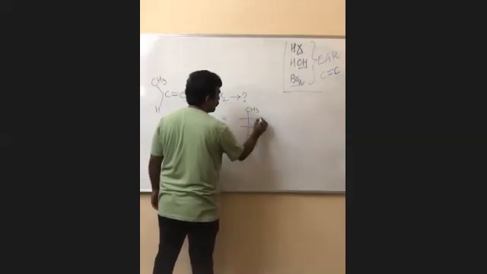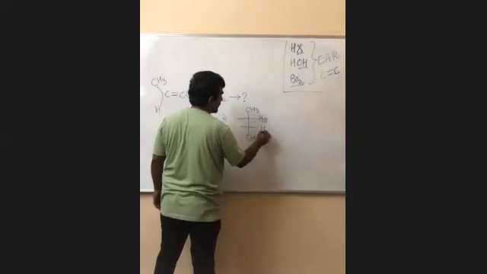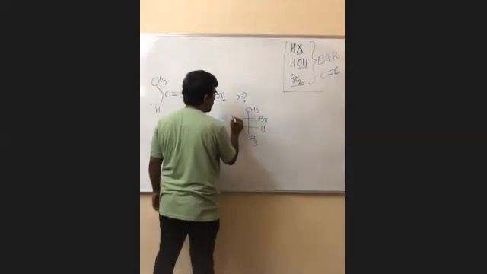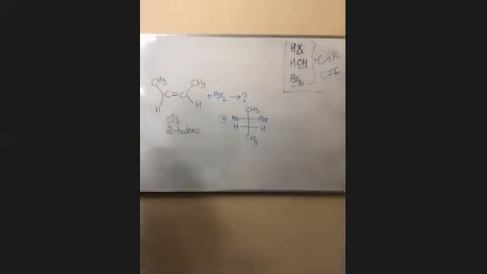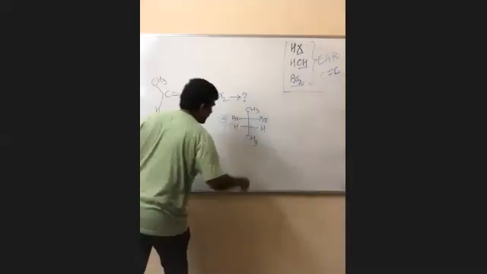CH3. Bromine is here, hydrogen here. Again, bromine is here, hydrogen here. Option 1. Please check the options carefully. Option 1, and option 2 is the second option.